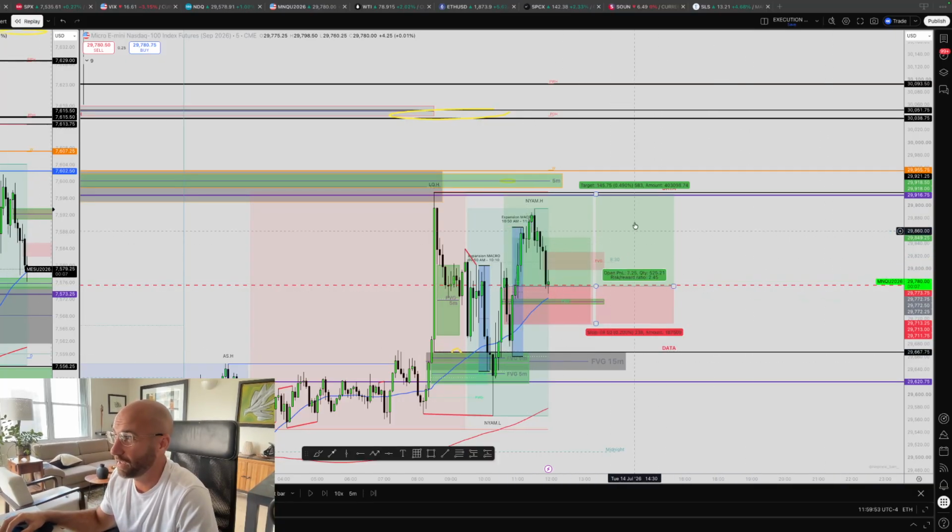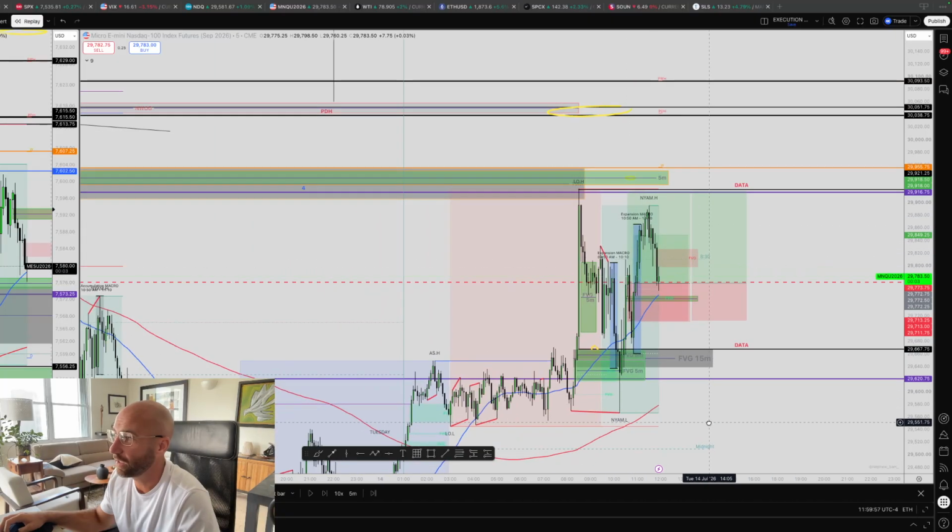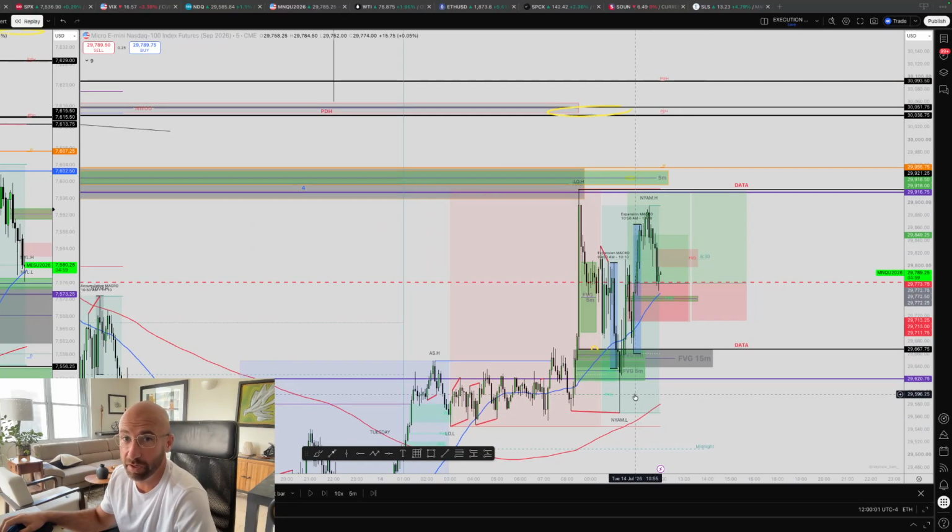Typically, like 9 times out of 10, these trades work. A data high after taking out a data low in bullish conditions is a super strong draw. I still think we're probably going to get there later in the session. Again, am I going to be there to find out? No, I'm done for the day.